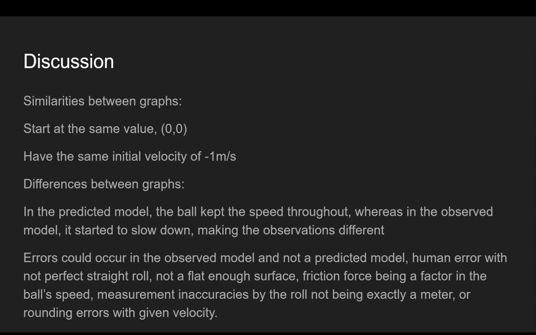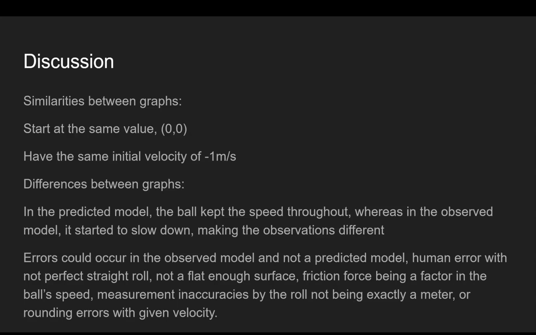Well, in the predicted model, the ball can keep the speed throughout, whereas in the observed model, it started to slow down, making the observations difficult, especially at 0.25 seconds in. Errors could occur in this observed model, but not in the predicted model. That would be human error, as the ball could not be rolled perfectly straight. It may not be a flat enough surface, so that could be an issue. Friction force is also a factor in the ball's speed, which could slow it down.